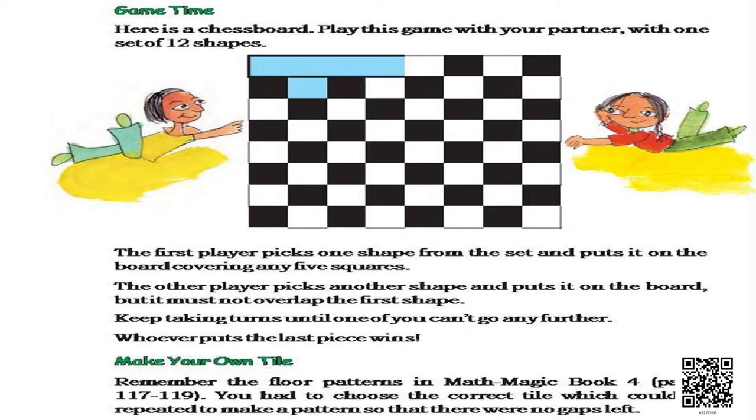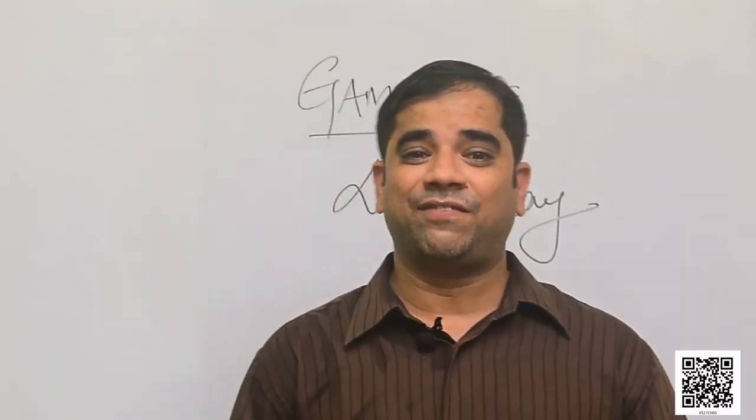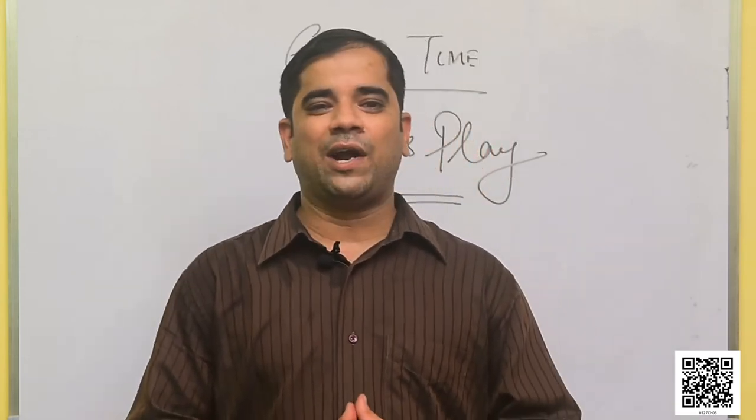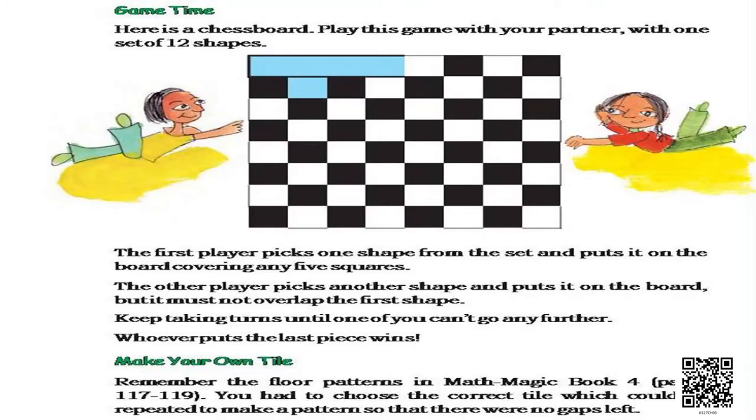The first player picks one shape from the set and puts it on the board covering any 5 squares. The other player picks another shape and puts it on the board, but it must not overlap the first shape. Keep taking turns until one of you can't go any further. Whoever puts the last piece wins. Hooray! The next one is make your own tile.